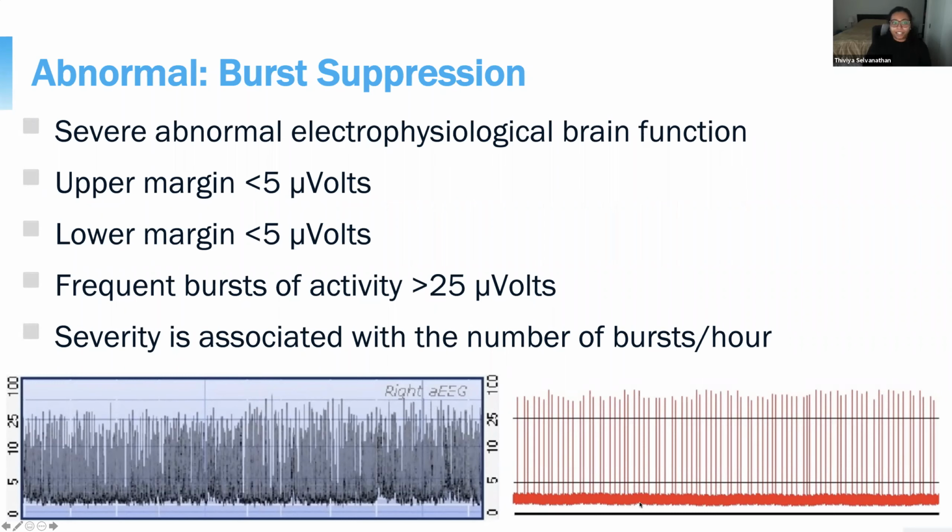And the reason why it's called burst suppression is that you have frequent bursts of activity, and this is very high voltage activity above 25 microvolts. And so you could see these lines, which represent the bursts, and each of these is more than 25 microvolts. And the severity of encephalopathy is associated with the number of bursts per hour, with fewer bursts being more severe.